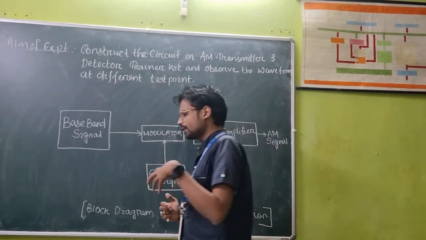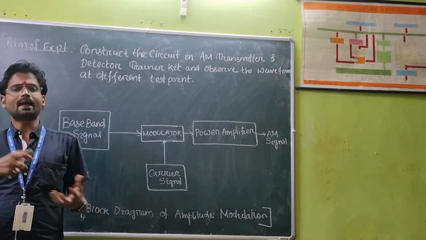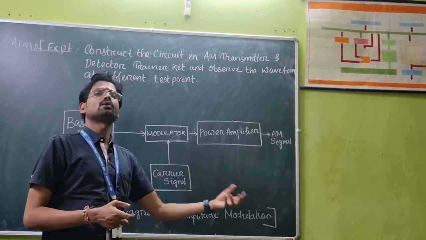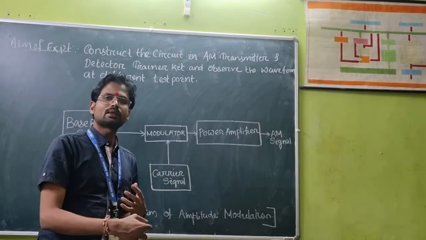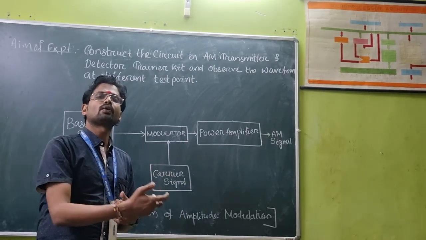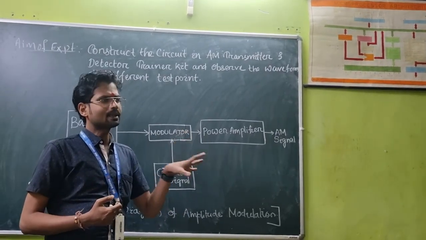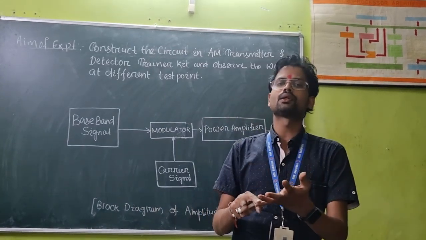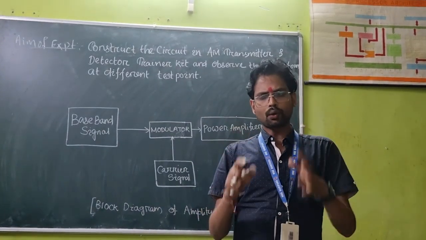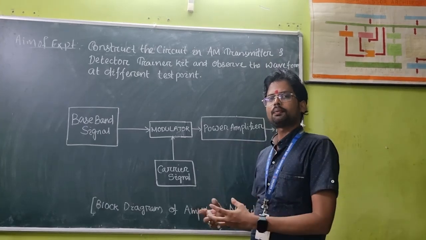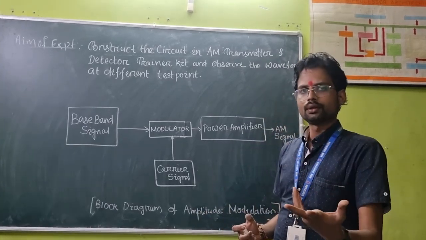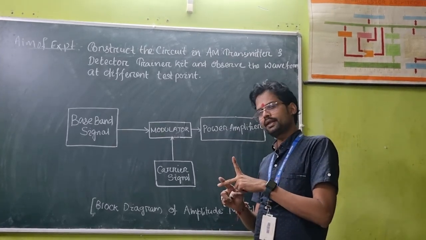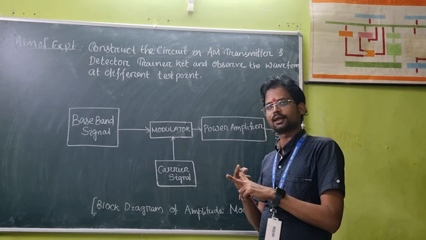Similarly in frequency modulation, the frequency of the carrier will be changed. In phase modulation, the phase of the carrier wave will be changed. In this manner, amplitude modulation, frequency modulation and phase modulation are done. Today we will discuss amplitude modulation, where we need two signals: one is your modulating signal, another one is your carrier signal.